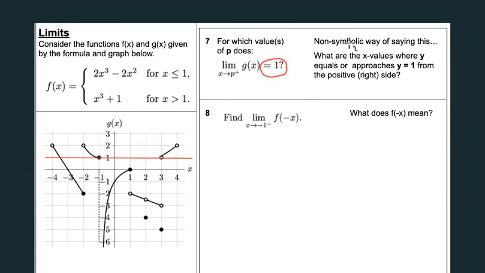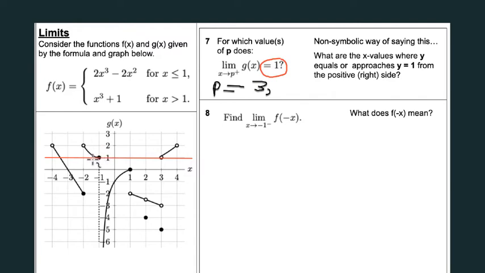Actually, I put over here, what's a non-symbolic way of saying this? What are the x values where y approaches y equals 1 from the right side? So let's start going through this. I'm going to approach from the right side, so I start from the right of the graph and go down until I hit y equals 1. Well, look at that. The first time I hit y equals 1 is at 3. So p equals 3. There's one value.